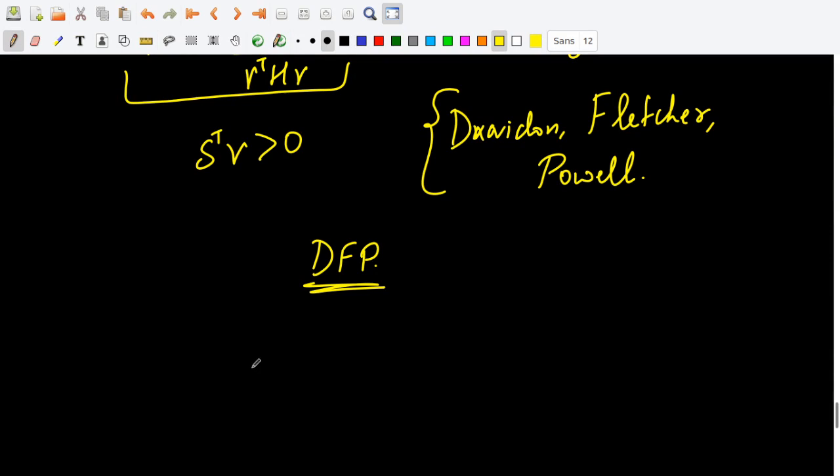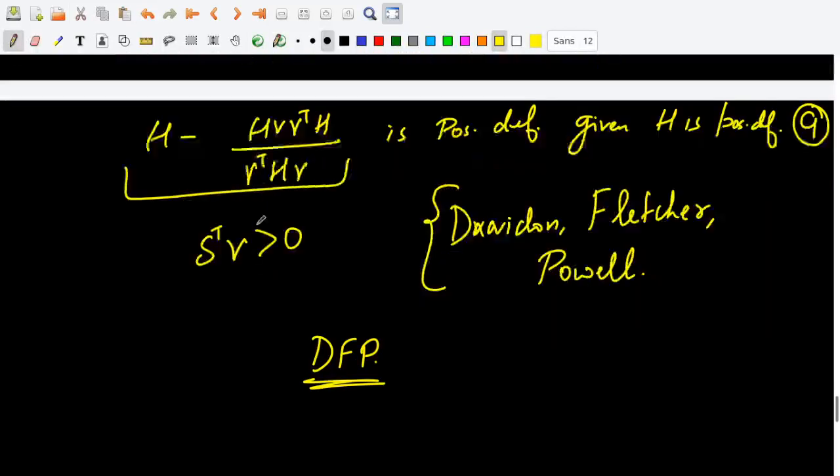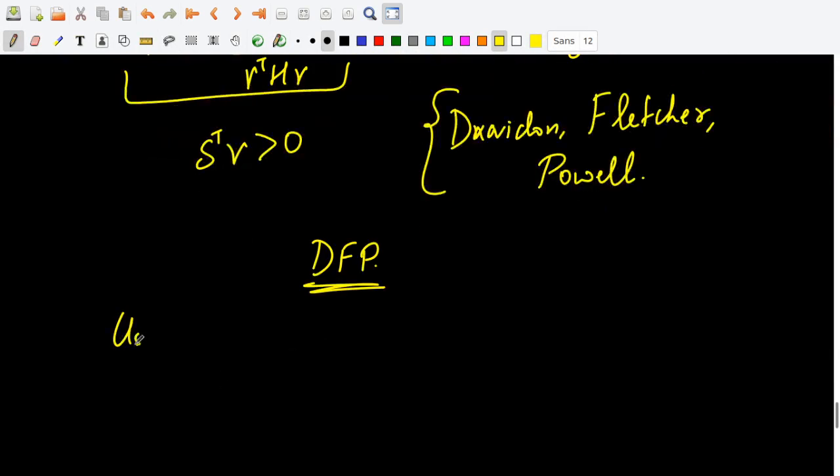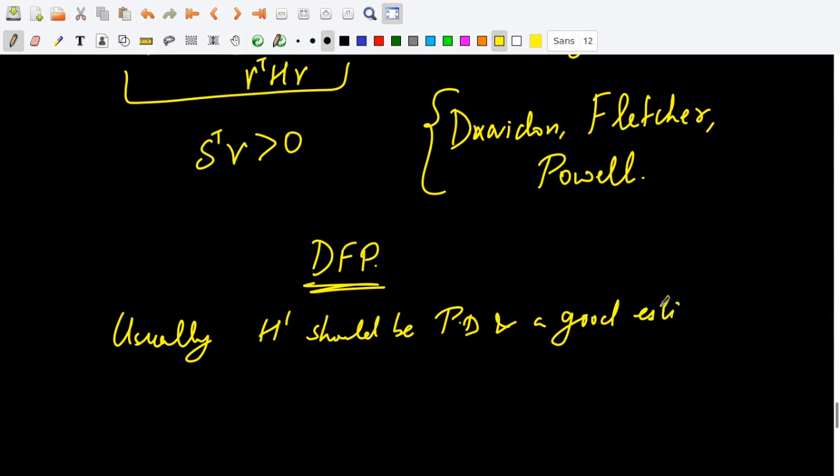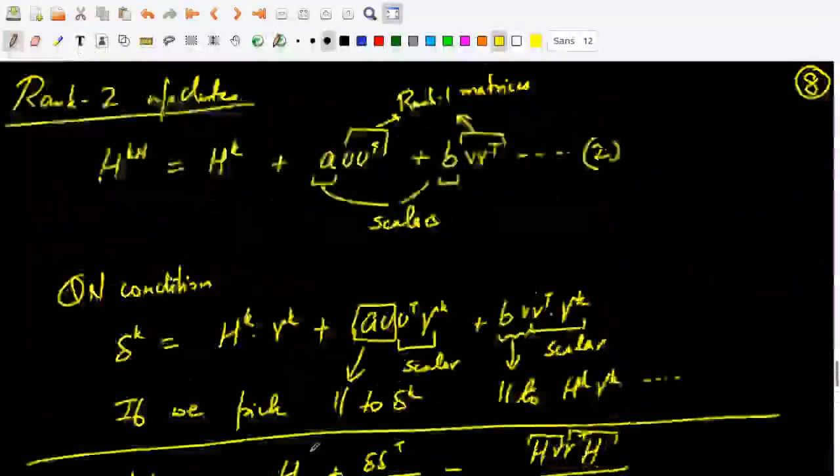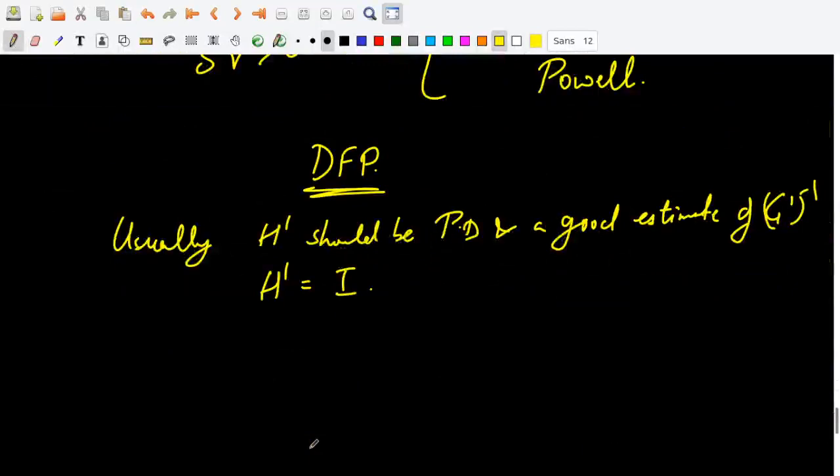And it has these nice properties that we are able to keep our H matrix positive definite, assuming that the first H guess is positive definite. So usually H1 should be positive definite and a good estimate of G1 inverse, but it's okay to pick H1 as identity, and sooner or later, because of my previous theorem and previous result, this will start becoming closer and closer to the actual inverse of the Hessian of the function.